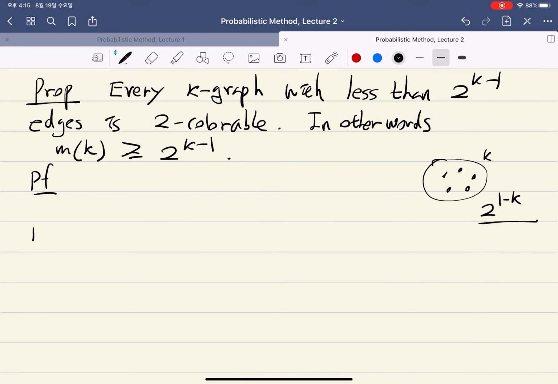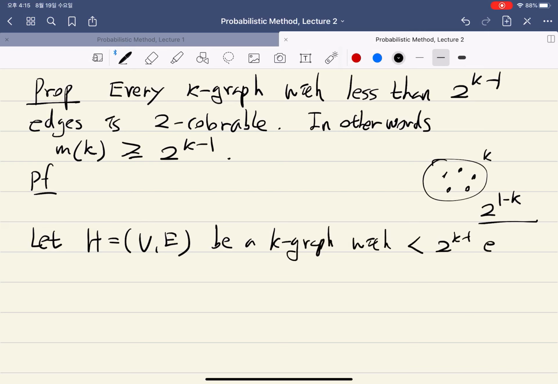Then, we can easily guess what the strategy is. If we have a k-uniform hypergraph with fewer than 2 to the k minus 1 edges, let's write it this way, E of H to denote the number of edges in the hypergraph.